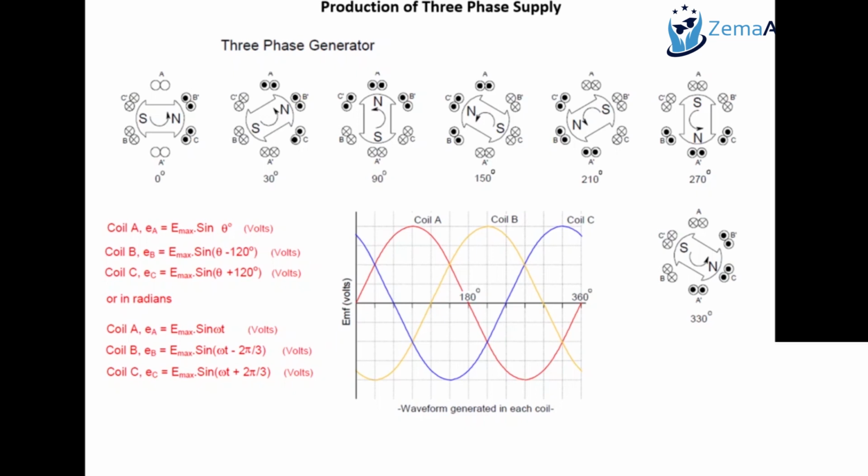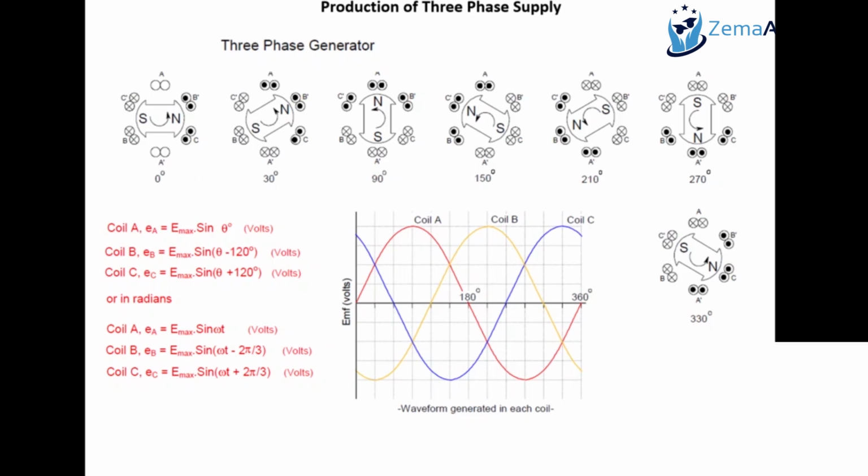But in three phase systems, we can apply the same equations. As you can see, this is the stator and this is the rotor. When the rotor rotates, it will induce three separate voltages when it completes one cycle of rotation. So you get the three voltages when the rotor completes its first rotation, 360 degrees. And we can represent this mathematically.